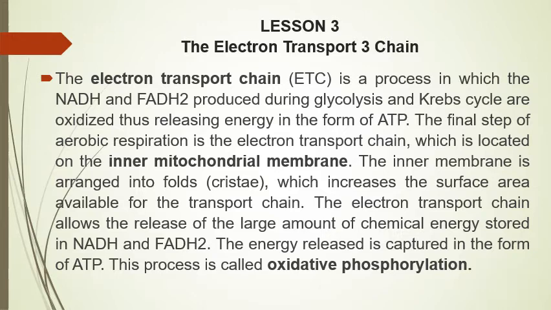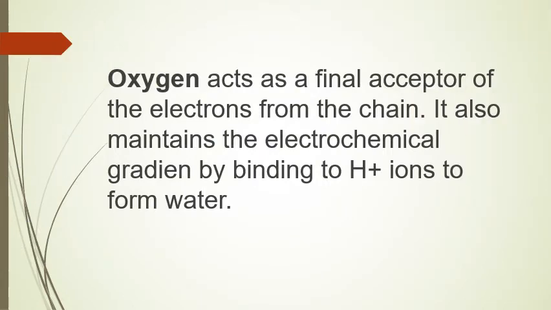The electron transport chain allows the release of the large amount of chemical energy stored in NADH and FADH2. The energy released is captured in the form of ATP. This process is called oxidative phosphorylation. Oxygen acts as a final acceptor of the electrons from the chain. It also maintains the electrochemical gradient by binding to H+ ions to form water.